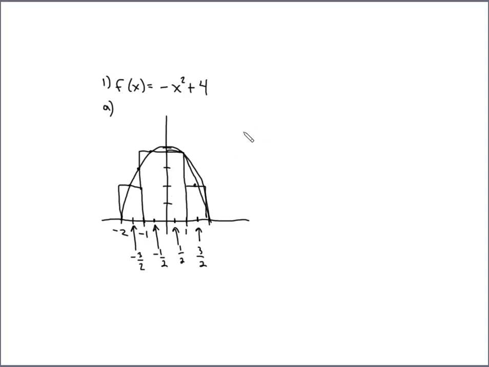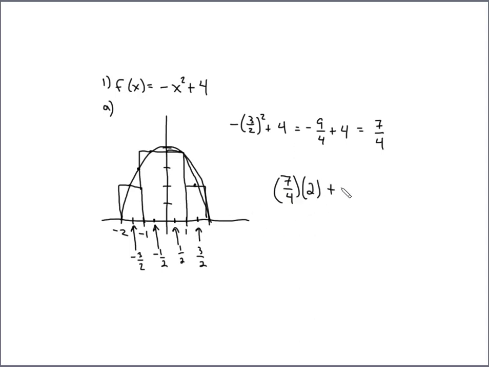Okay, so what's the height of the first one? So we got negative 3/2 squared plus 4. So that's going to be negative 9/4 plus 4. And so that is 7/4. Now this one and this one again are the same, so basically we can just double that. So we get 7/4 times 2 plus, and then we can do the same thing for these two.